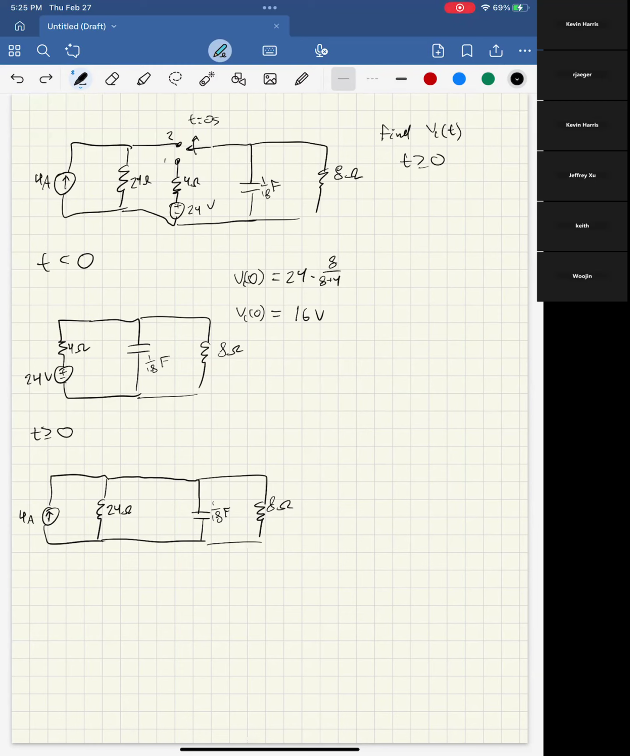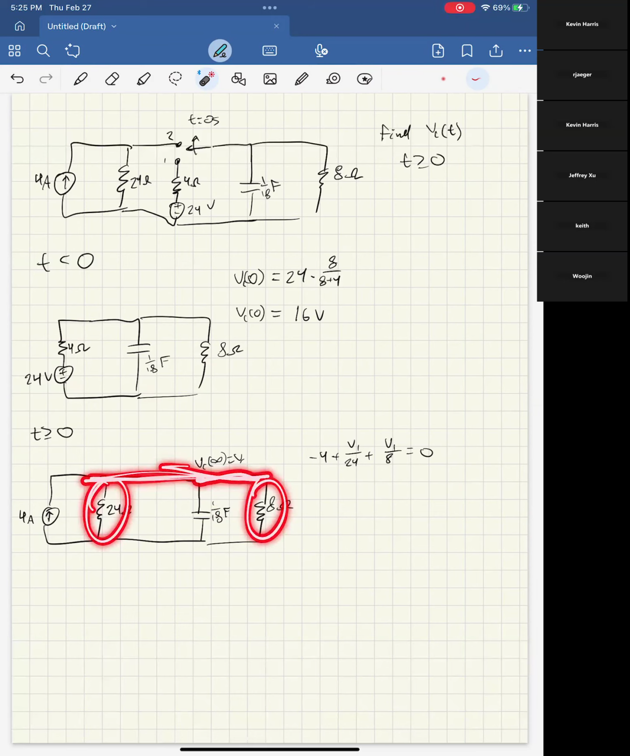To do that, you can either do node voltage again. I'll write the node equation for, let's say, VC of infinity equals, I'll just call it V1 for the sake of writing the equation. The V1 equation would be, okay, think about it. We got a current going in, so -4 plus V1 over 24 plus V1 over 8 equals 0, and you'd solve that. Or you could think, okay, always remember, this doesn't matter when we're finding this. We just want to find the voltage here. However, the voltage for this is the same as the voltage here. And then you can look at these two in parallel.